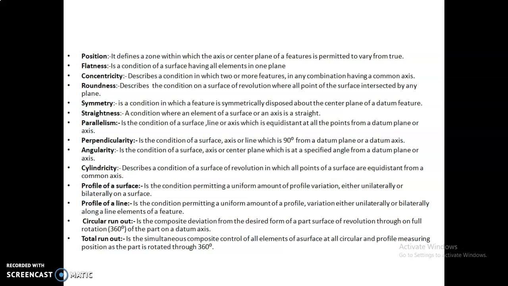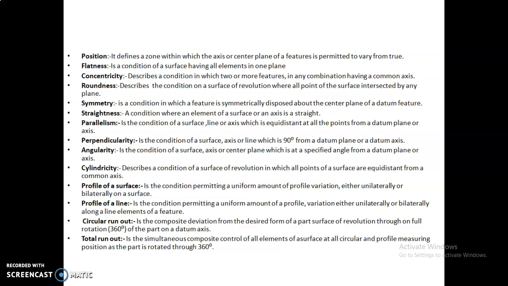Cylindricity describes a condition of a surface of revolution in which all the points of the surface are equidistant from a common axis. The difference between roundness and cylindricity is that roundness is used for two-dimensional tolerances and cylindricity is used for three-dimensional tolerances. In this, we move the plunger dial to different positions of the surface to check its cylindricity.